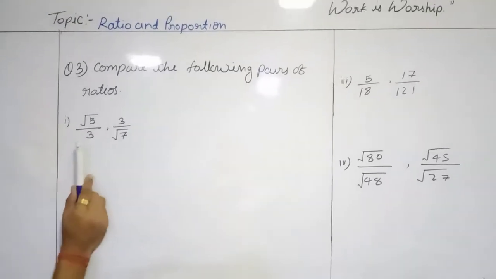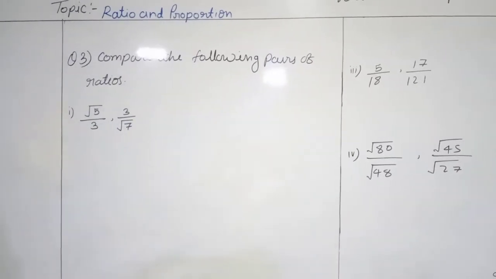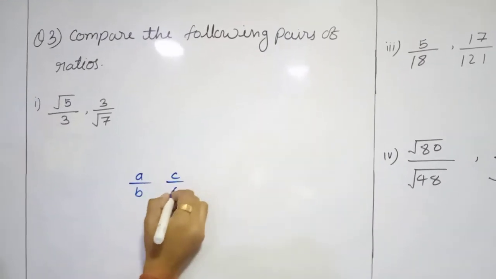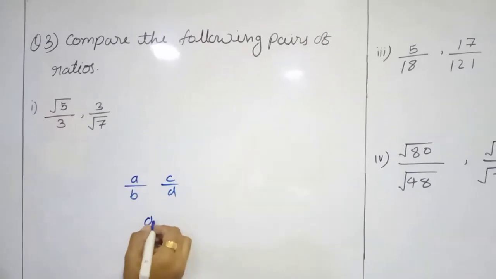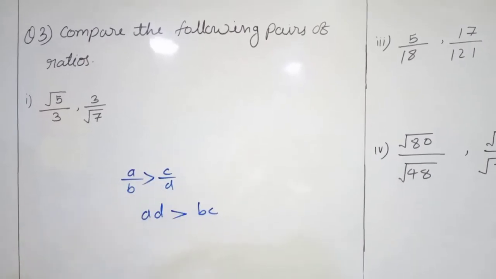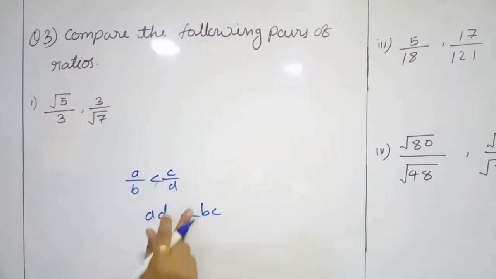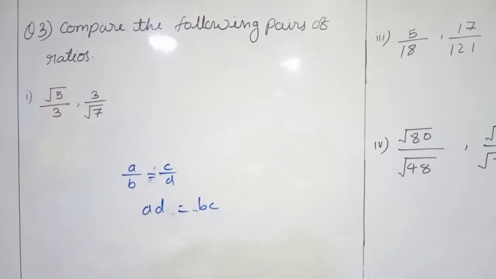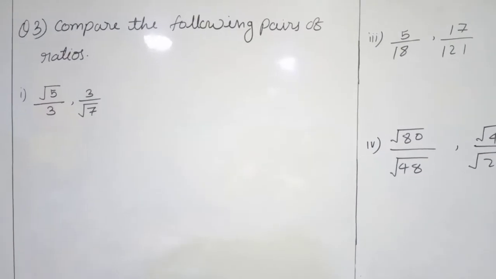Question number 3 is: compare the following pairs of ratios. What we learned in the starting: if we have A upon B and C upon D, and all four are positive, then we compare AD and BC. If AD is greater, then A upon B is greater. If AD is smaller, then A upon B is smaller. And if these two are equal, then the two ratios are also equal. So we are going to follow these rules to do the comparison in our sum.